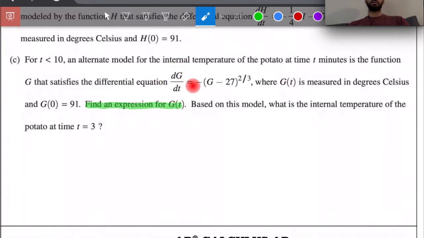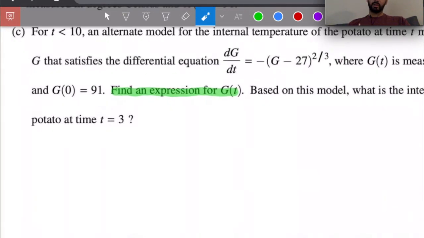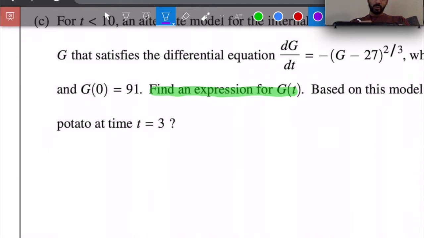So I need to separate the variables here for this equation, integrate, solve for g. Then I need to use that equation to find what is the internal temperature of the potato at time t equals 3. Okay, so there's a lot of different things going on in here. Let's just first start at the basic differential equation and separate the variables. Let's just start there. So I'm going to have dg, I'll leave that on the left side, and I'll move dt over to the right side.